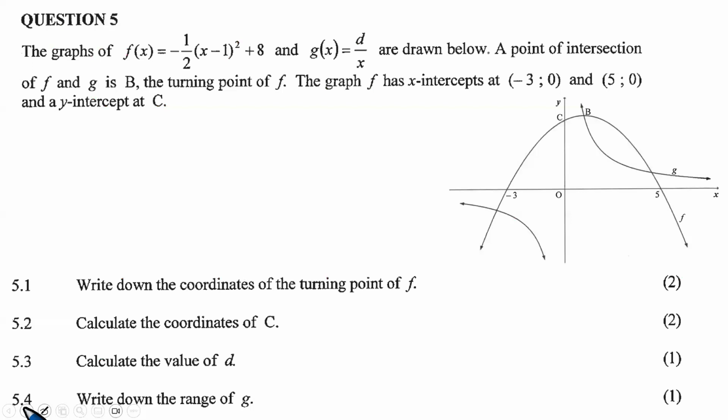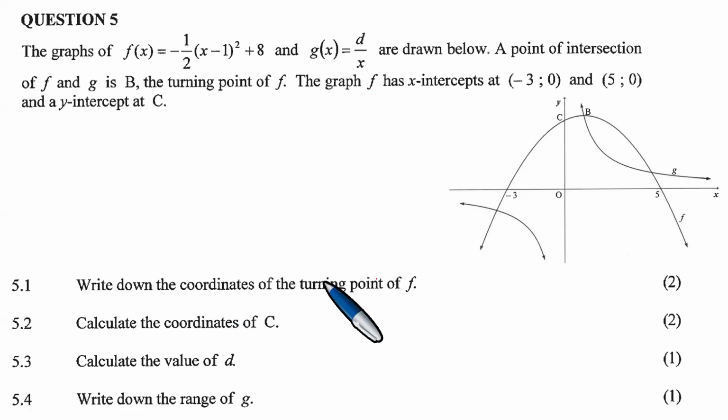In the next question now, we're going to look at this particular graph here. The graphs of f of x equals minus 1/2 (x minus 1) squared plus 8, and g of x equals d over x, are drawn below. A point of intersection of f and g is B, the turning point of f. The graph f has x-intercepts at (-3, 0) and (5, 0), and a y-intercept at C. C can be seen there.